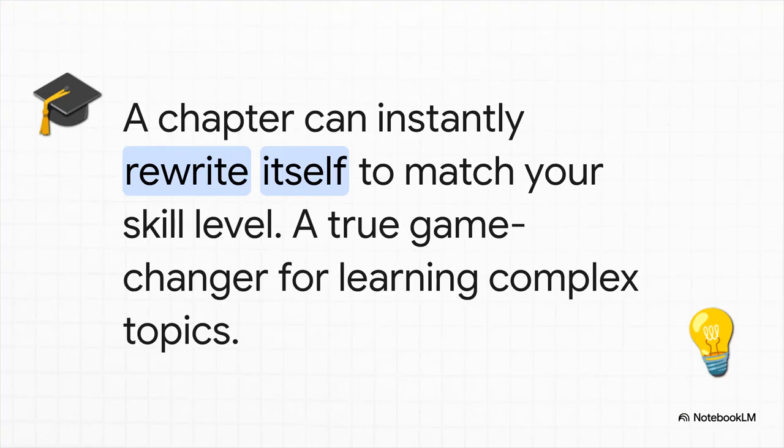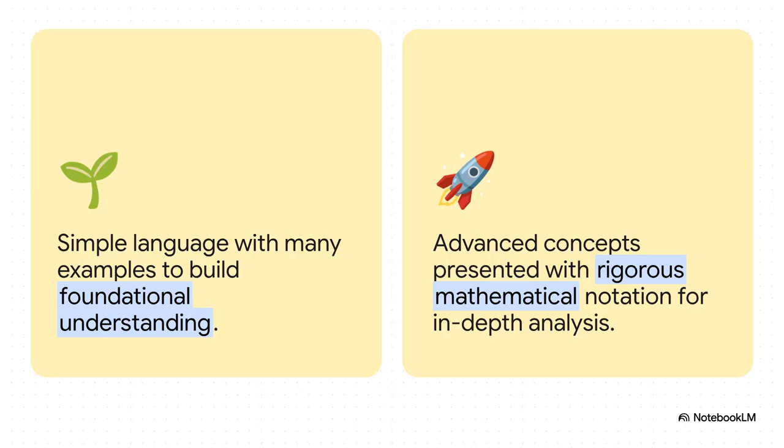Now this is the main event, personalization. With just a single click, an entire chapter can rewrite itself, on the fly, to perfectly match your skill level, whether you're a total beginner or an expert. That is an absolute game changer for learning. And here's exactly what that looks like in action. On the left, you've got a concept explained in simple terms for a beginner. On the right, it's the exact same concept, but now it's for an expert loaded with all the rigorous math. The AI generates both versions from the very same source material.